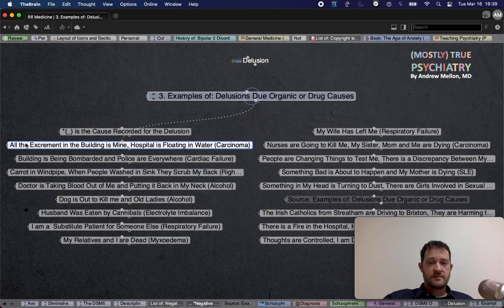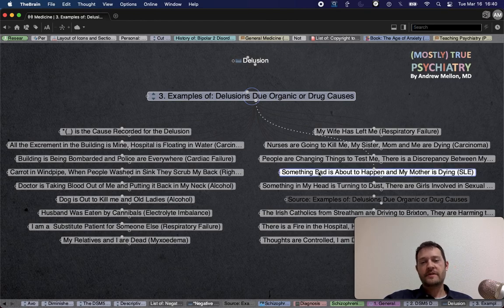If we said, this is a carcinoma: all the excrement in the building is mine. The hospital is floating in water. Or, the doctor's taking blood out of me and putting it back in my neck. They're drunk. My relatives and I are dead. Myxedema, adenoma probably. Something bad is about to happen to me, and my mother is dying. Lupus, right?